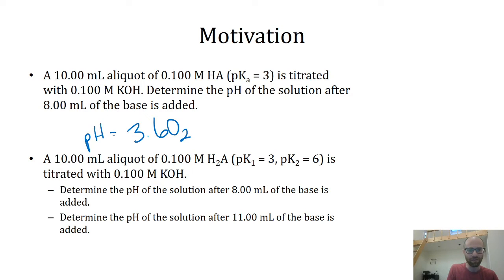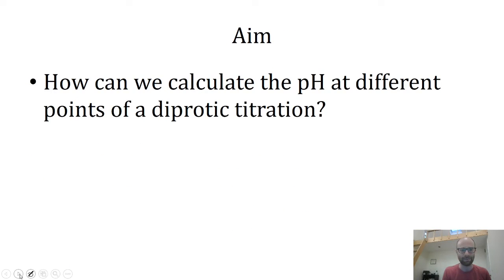But what if your weak acid was diprotic? Obviously, the math should be different at least some of the time, if not all of the time. So how do you figure out the pH at 8 milliliters of base being added, and at 11 milliliters, when we knew that the equivalence volume in this first problem is 10 milliliters? So at 11 milliliters, is that excess base? Is that not excess base? How does that all work? That's what we're going to take a look at today.